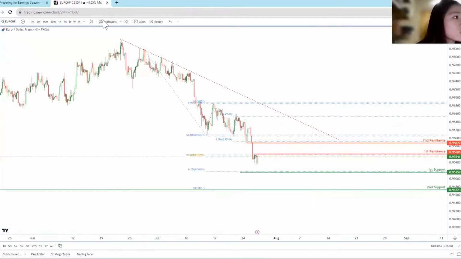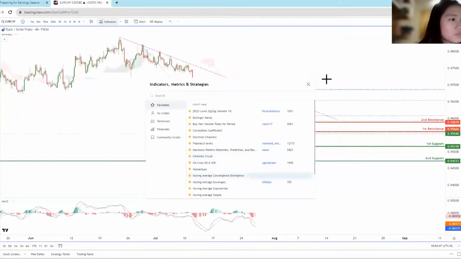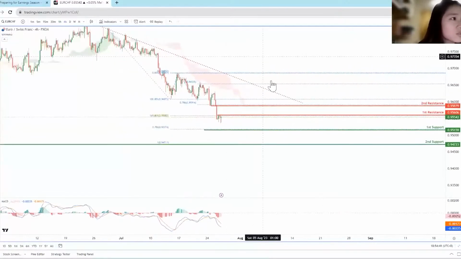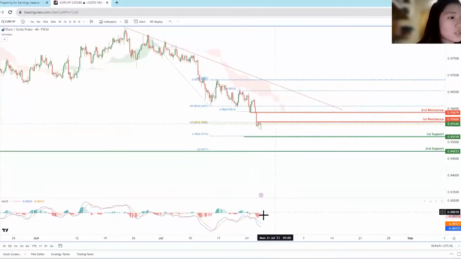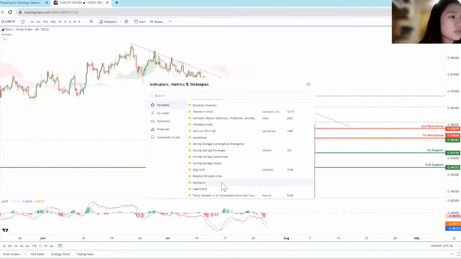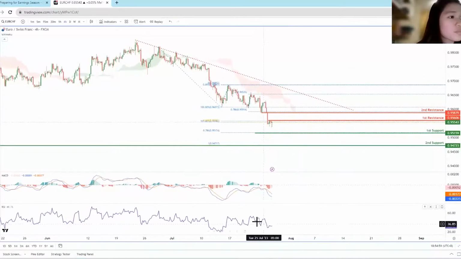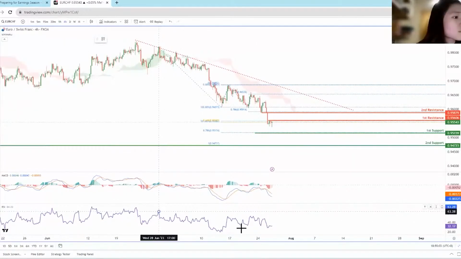Okay, now let's go in with some indicators. I'm pretty sure everything will be bearish. So we have price moving below the Ichimoku cloud, bearish and bearish as well. Let's take a look at RSI. Okay, all pretty bearish as well.